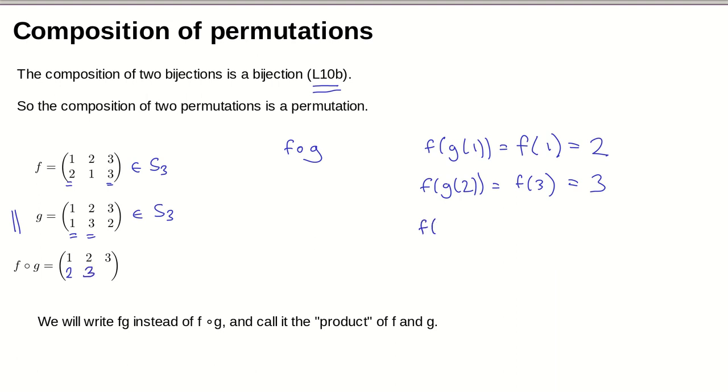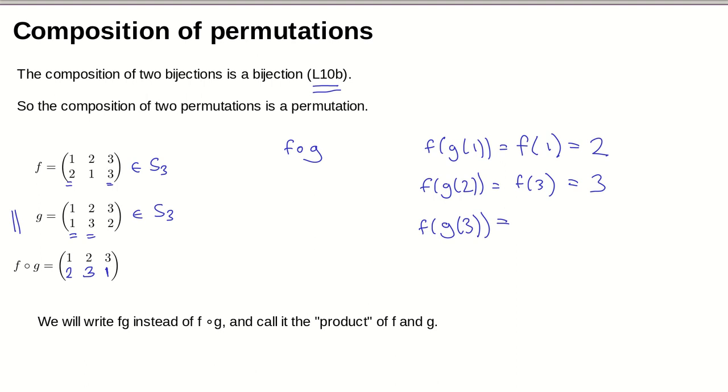And F of G of 3, well, I could work this out, but actually I know what the answer is going to be, because remember a couple of videos ago we made the observation that if you have a permutation of 1, 2, 3 up to n, then the bottom row of the two-row notation for that permutation must be the numbers 1, 2, 3 up to n in some order. So I've got to have the number 1 somewhere on the bottom row of this permutation F composed with G. And since I haven't had the number 1 yet, it must be that the number 1 appears in that last column.